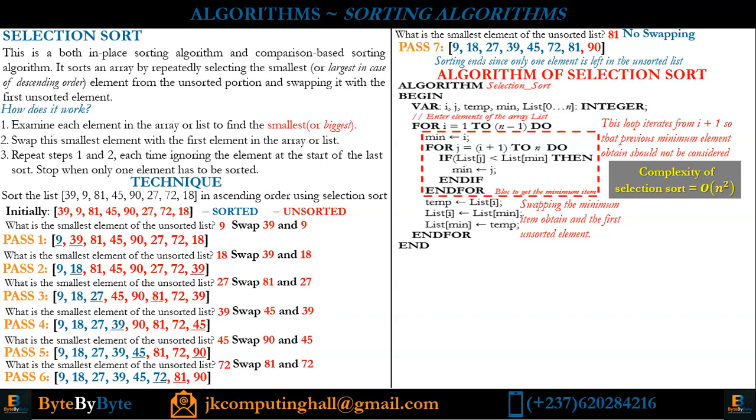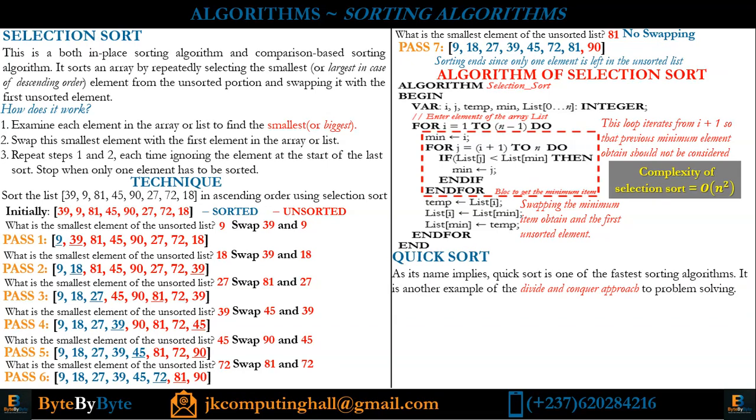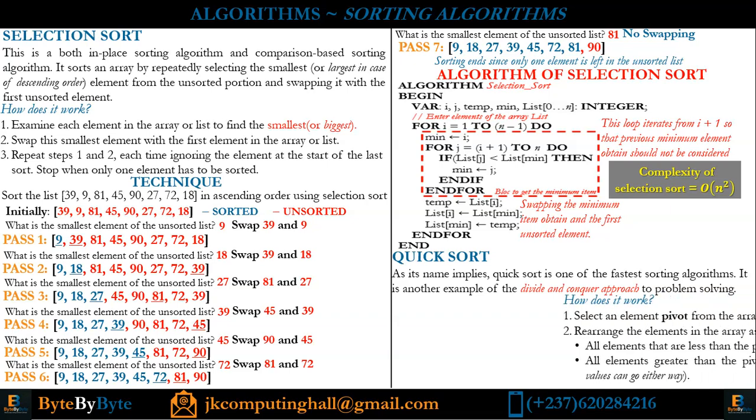Today we are going to look at the fourth type of sorting algorithm, which is the quicksort. As its name implies, quicksort is one of the fastest sorting algorithms. It is another example of the divide and conquer approach to problem solving. So the quicksort is a sorting algorithm that makes use of a divide and conquer approach.